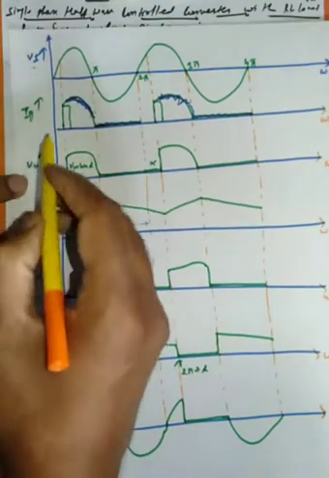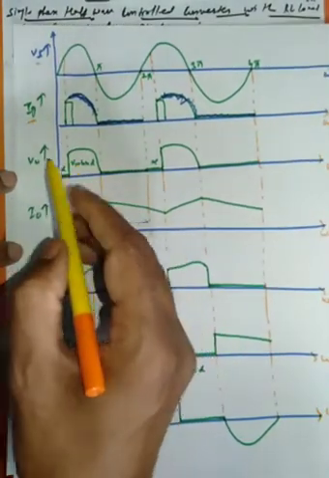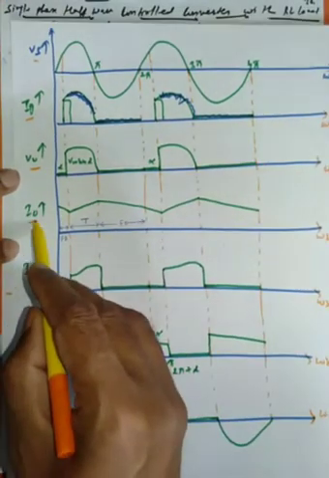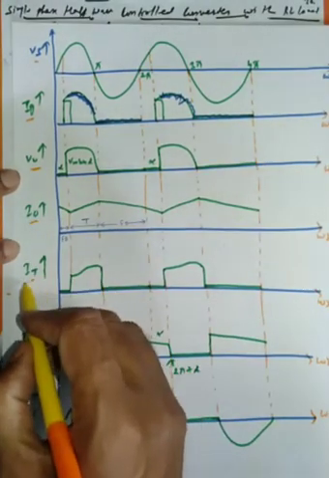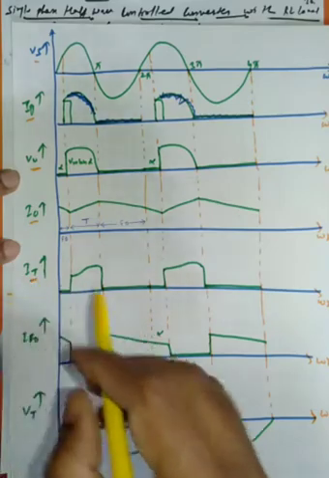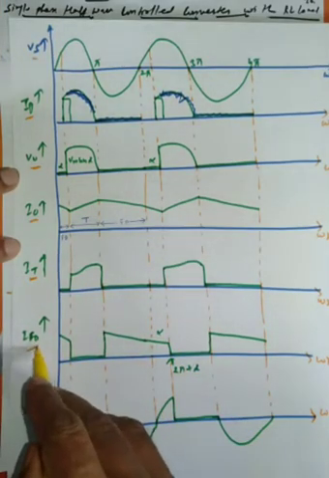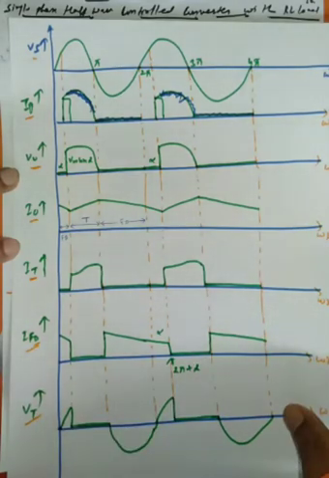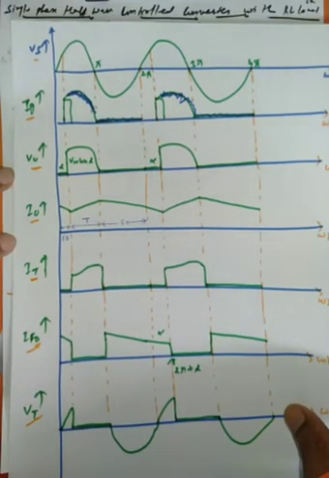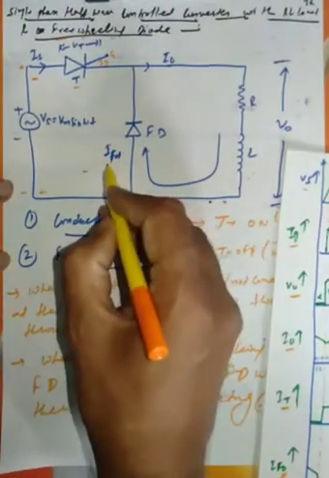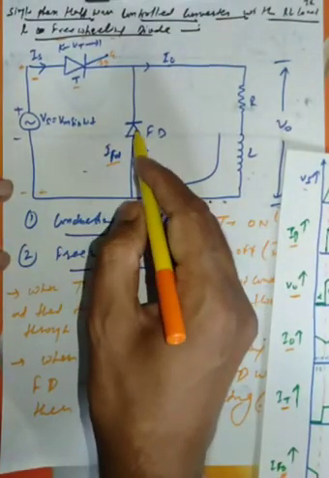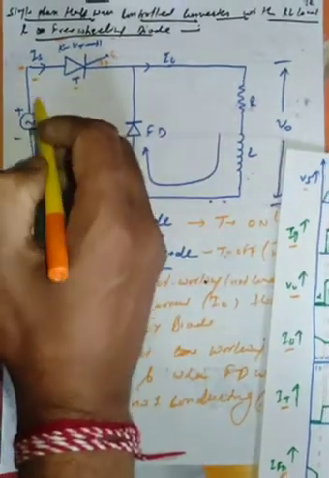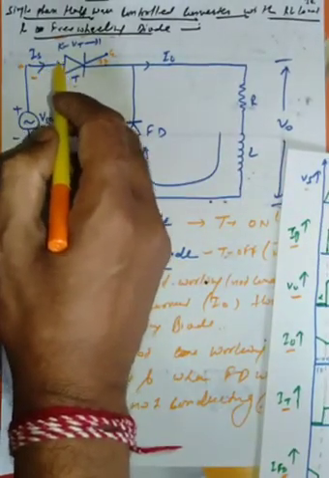This is the input Vs and gate current Ig, Vout is the output voltage, and i0 is the output current. IT is the current through the thyristor, IFD is the current through the freewheeling diode, and VT is the thyristor terminal voltage. Is is the source current which flows through the thyristor.